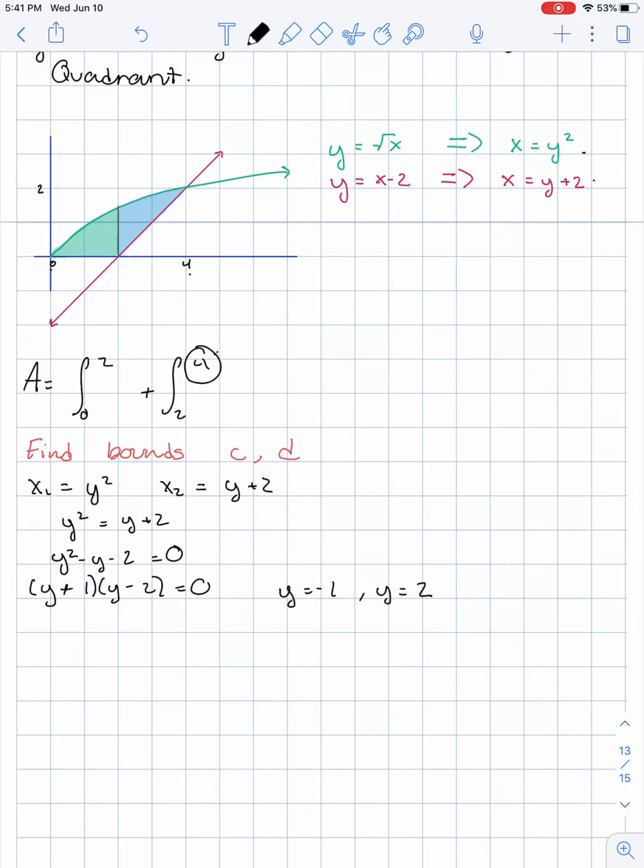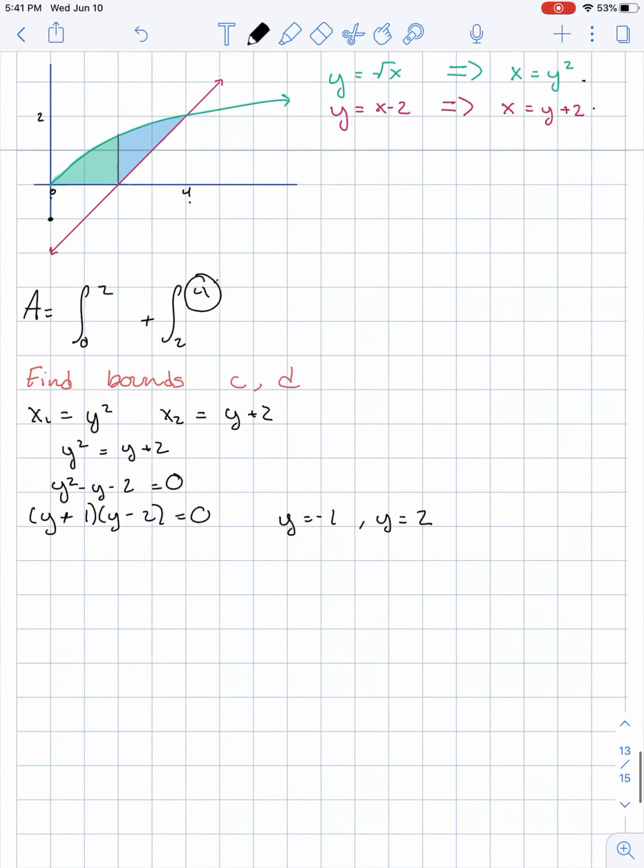Well, I can't go down to y equals negative 1, right? I'm in the first quadrant. Y has to be positive. So I'm actually going to start at 0, because that's the x-axis, right? That's still kind of involved. We still have to talk about the first quadrant.